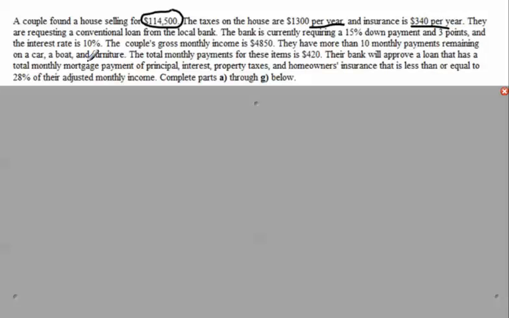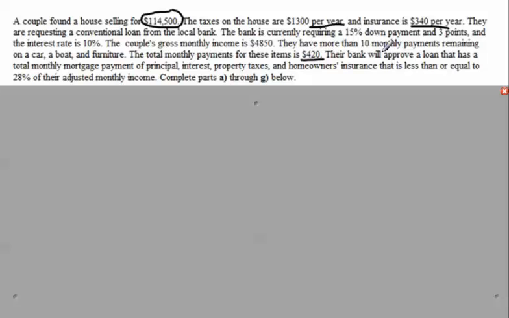They are requesting a conventional loan from the local bank. The bank is currently requiring a 15% down payment and 3 points, and the interest rate is 10%. The couple's gross monthly income is $4,850 a month. They have more than 10 monthly payments remaining on a car, boat, and furniture, which total $420.